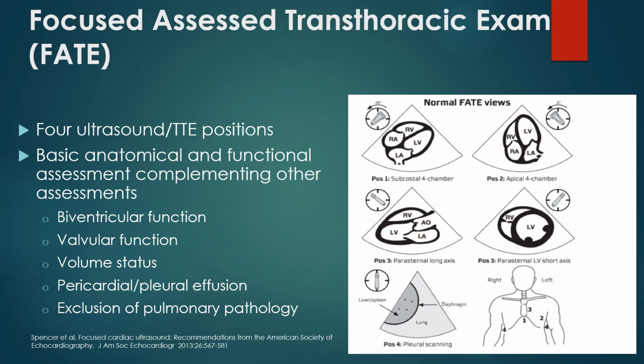You look at volume status by looking at the LV and RV, but also at the IVC, which we'll look at momentarily. You're looking for an effusion, whether it's pericardial, like a tamponade, or a pleural effusion, and we're going to exclude pulmonary pathology by looking for A and B lines.